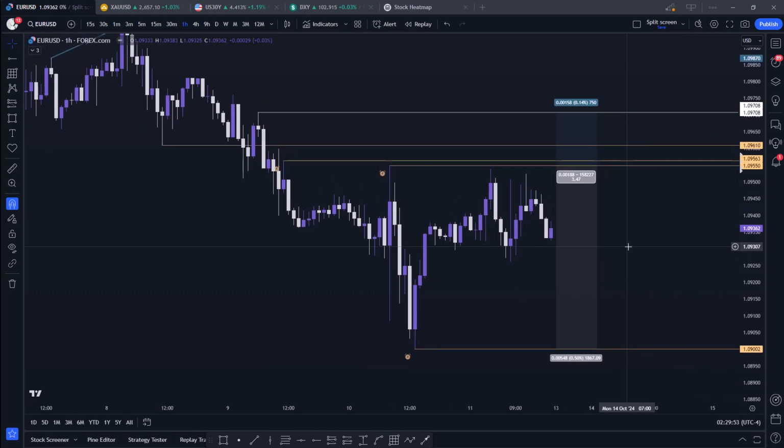So I am looking for a sweep of the previous daily highs. Firstly, we have these relative equal highs here that were created on Friday. We have Thursday's high there. Of course, that's the one that created the gap itself.